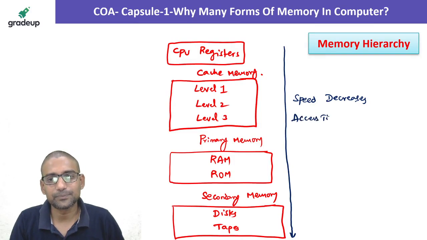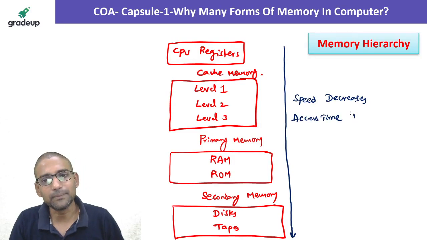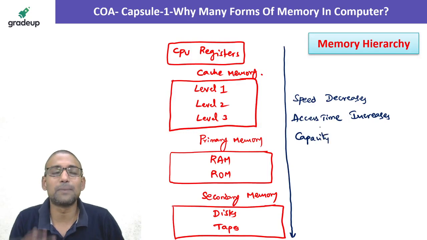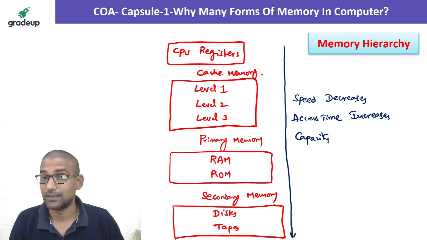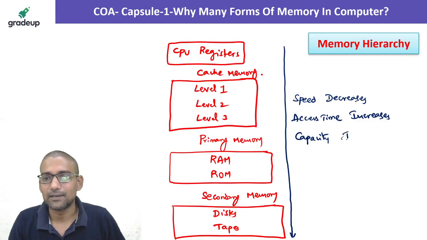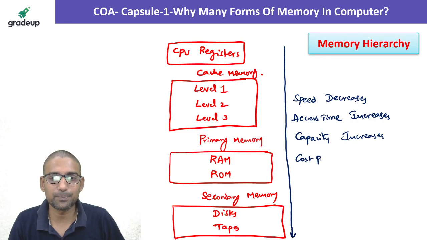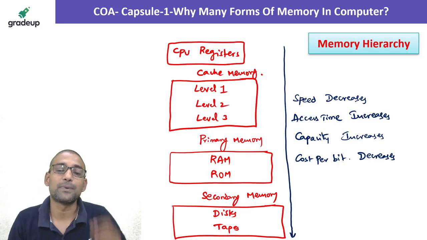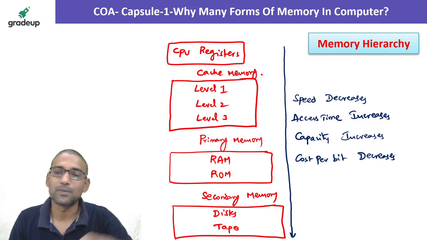Access time: when speed decreases, time obviously increases. Capacity: which can hold much, which can hold less? Registers are smallest. Hard disk is in terabytes, registers just in bytes. So capacity, when you come from top to bottom, increases. And cost per bit, what? Decreases. Registers are very expensive, hard disk is cheap compared bitwise, right?